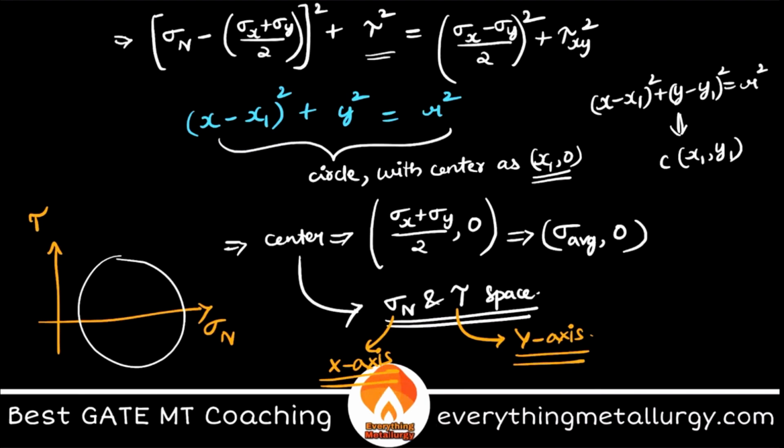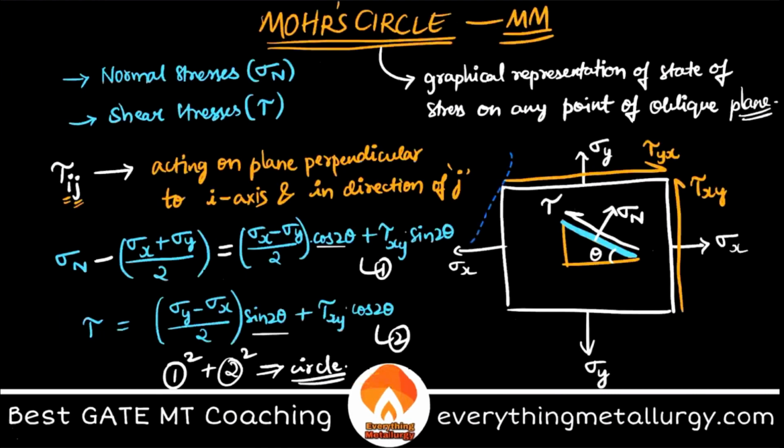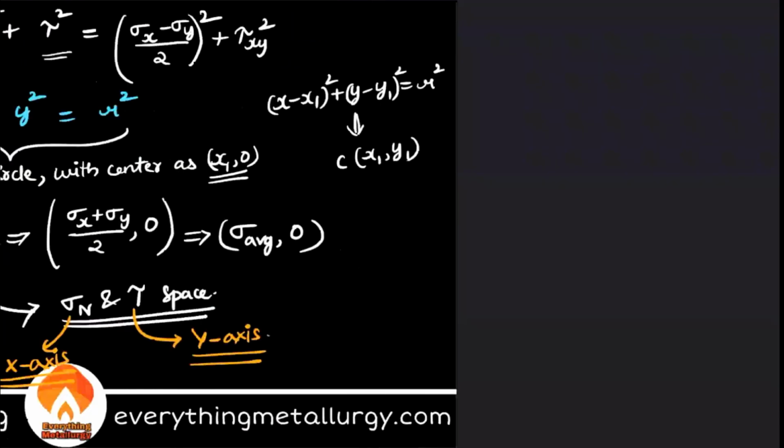So if you take any particular theta at any point, you can easily find out what sigma n and tau are. Before ending here, I'll quickly tell you how you can plot this Mohr circle easily. I'll quickly bring up the same plot so that it will be easy for both of us.